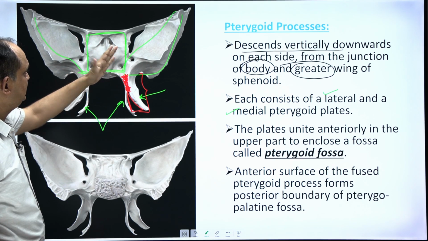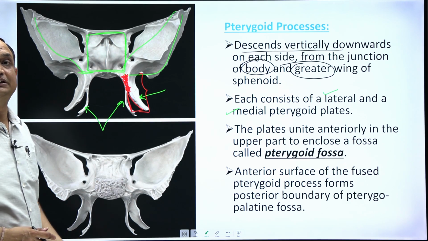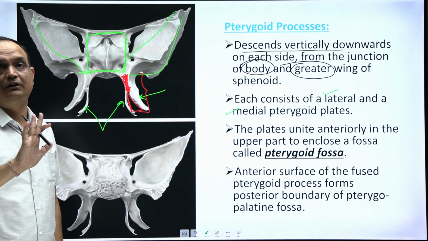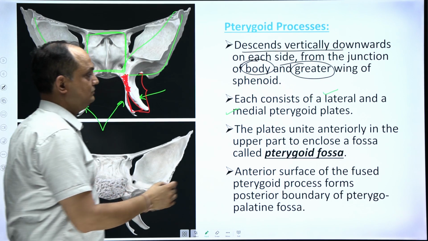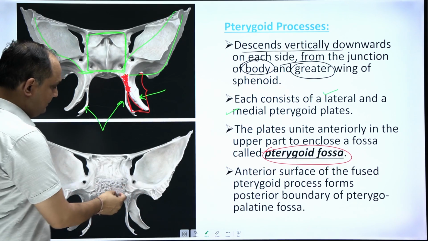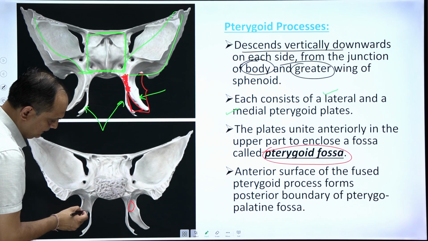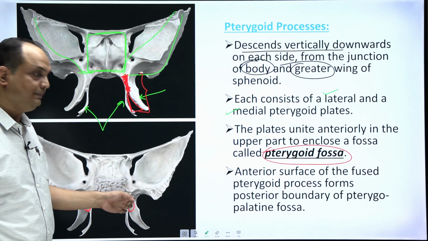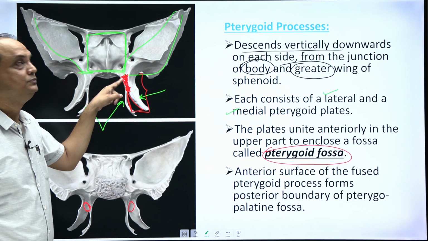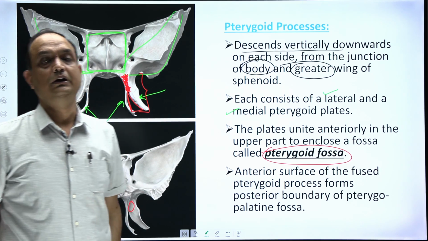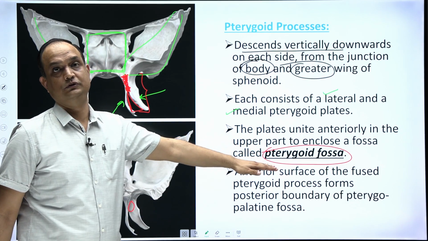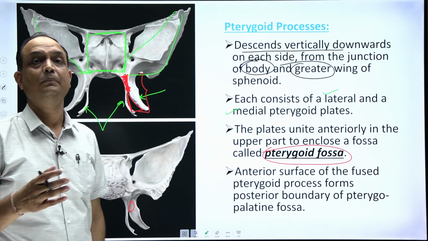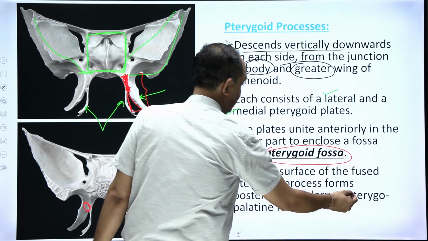So when you rotate the sphenoid and see from the posterior side, this anterior fusion creates a gap on the posterior side, a kind of fossa, and that is known as the pterygoid fossa. This is the posterior view, where you will find a depression inside the pterygoid process. This depression, seen behind the fused upper part of the pterygoid plates, is known as the pterygoid fossa.